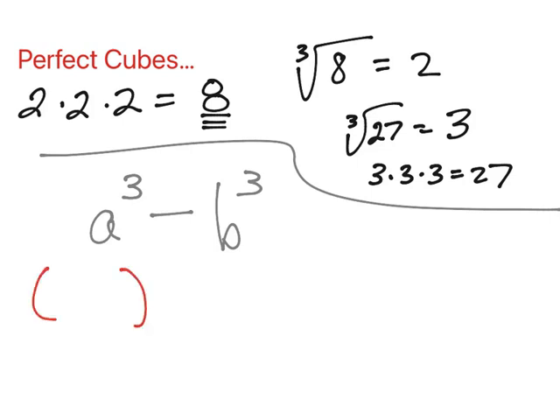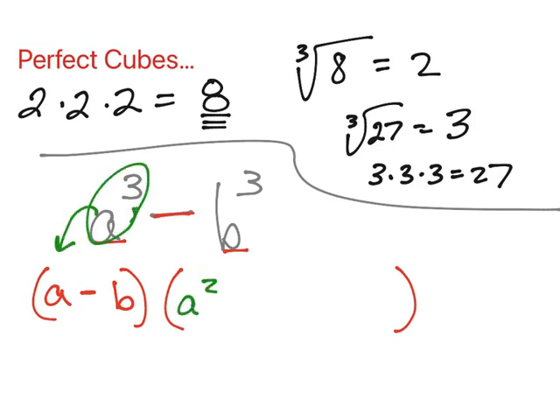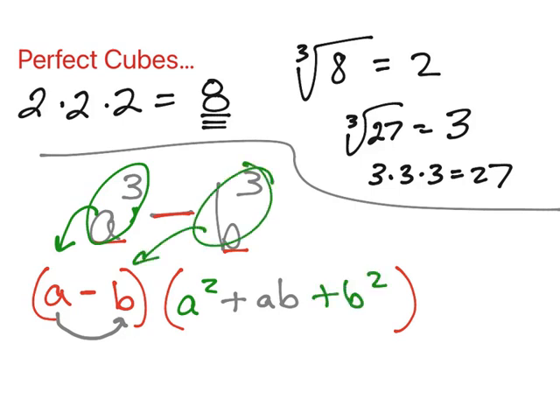First, we have a binomial that is the cube root of each term. So the cube root of a cubed is a, the cube root of b cubed is b, and it's the same sign that we start with. So a minus b. Next, we have a trinomial. If we had a cubed and we got rid of an a, we have a squared left. Our middle term is found by multiplying these two together, a times b, and flipping the sign. So here is a negative sign, so it becomes positive. And then last, we had b cubed, we got rid of a b, so we have b squared left.